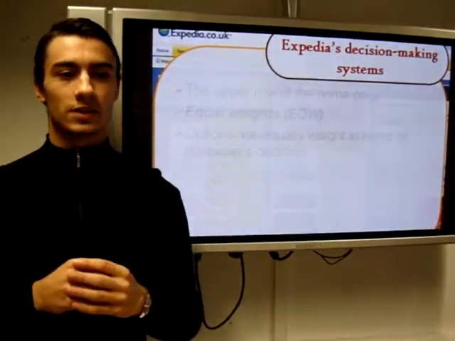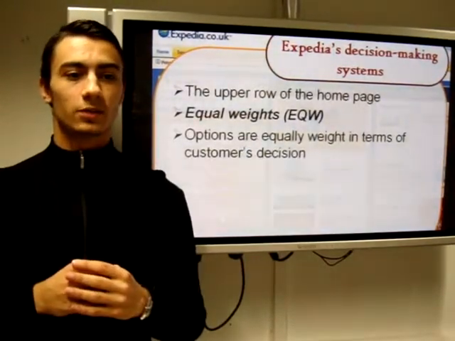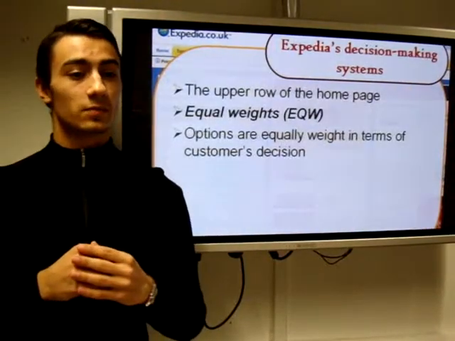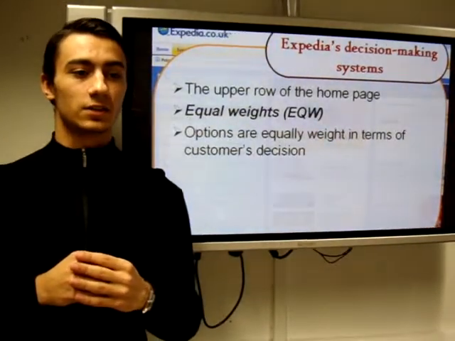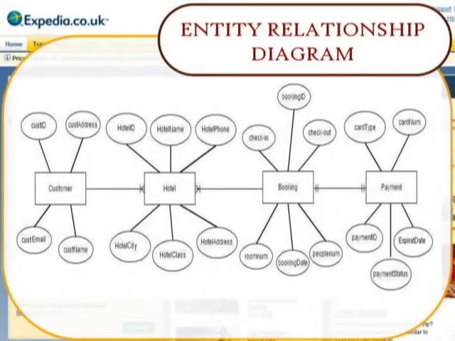Some of the information is accessible from an upper row of the homepage. Those options are equally weighted in terms of customer decision. This strategy may also be referred to as a planned strategy used by Expedia, and it is called equal weights. As far as Expedia's satellite booking system is considered, it is quite complicated to show the full picture of each available booking opportunity. For this reason, the ERD represents only Expedia's hotel room reservation.